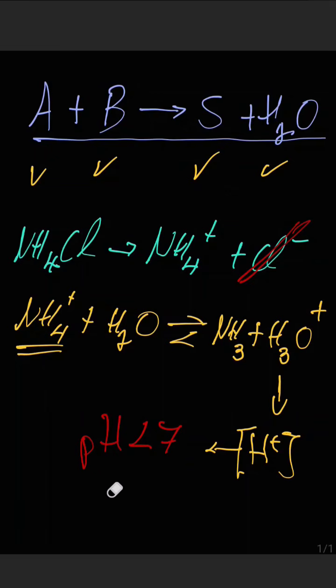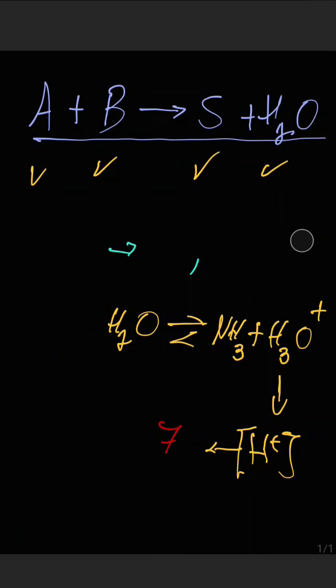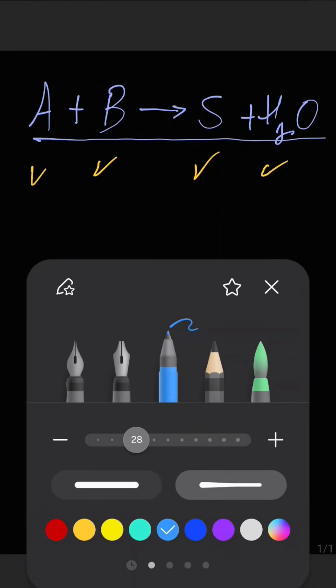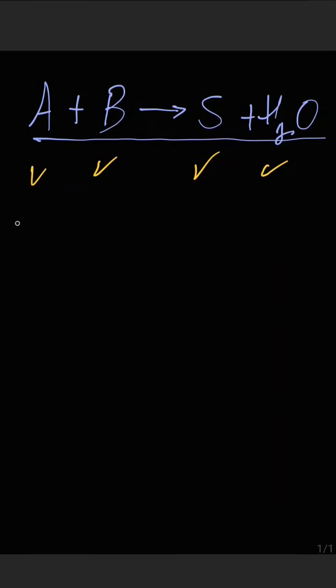Now, we have a final case in which the salt comes from a weak acid and a weak base. For example, NH4CO.